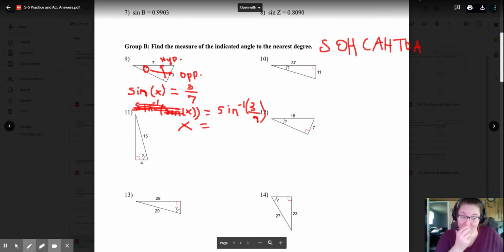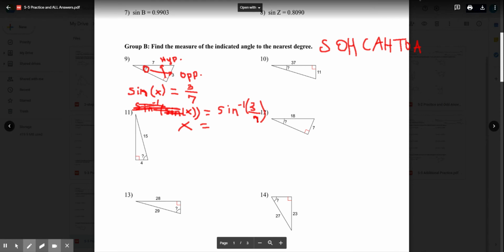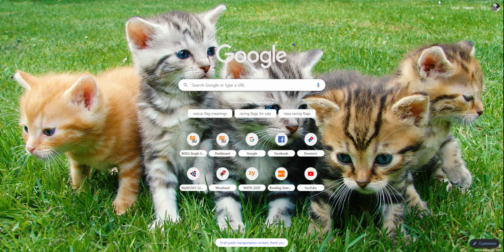In the last video, I tried to show you how to do it on your phone. I didn't realize that it was all backwards. I'm sorry. So let's go ahead and try to use the Google calculator. Let me see if I can get this to show up. Okay.